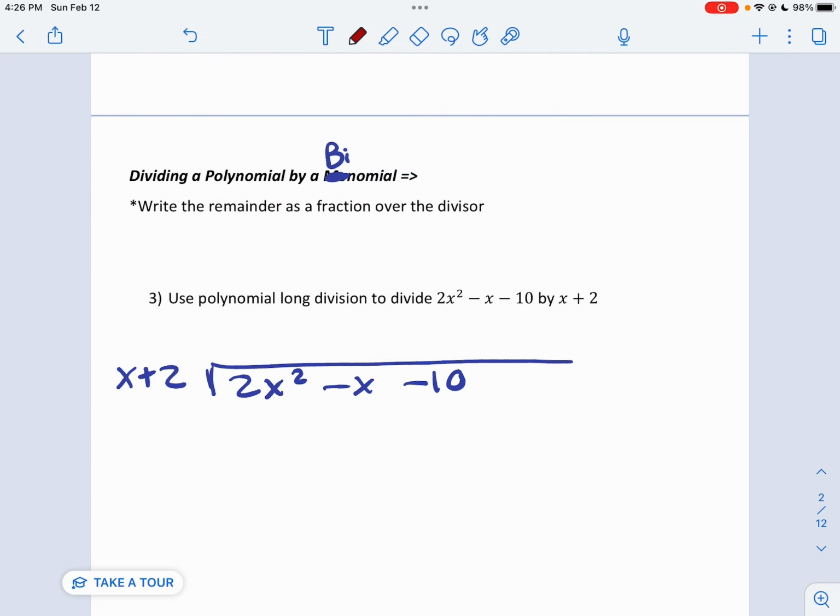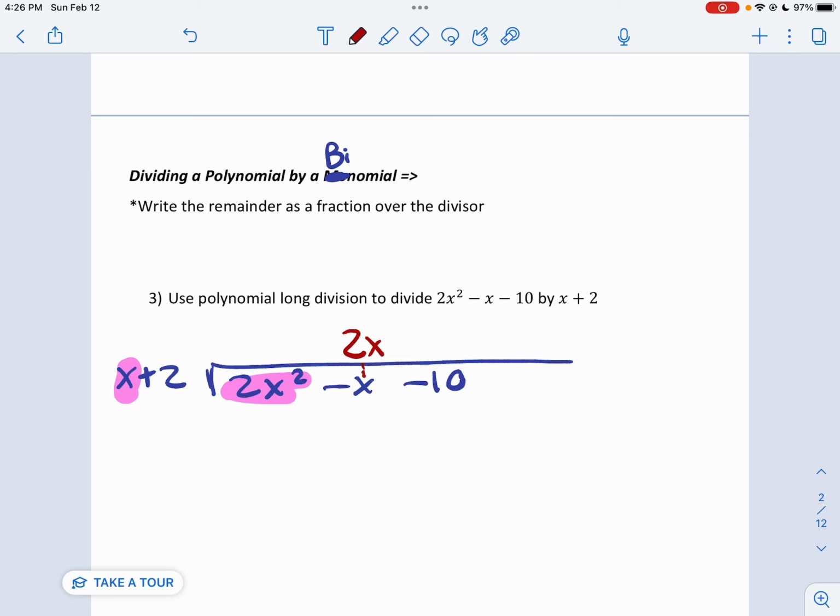All right, I'm going to look at the first term here and see what it can divide into over here on the right. And I can see that x can go into 2x squared, and it can divide in 2x times. So if I divide x into 2x squared, it goes in 2x. And so I'm going to put 2x over the term that has x because those have the same power.